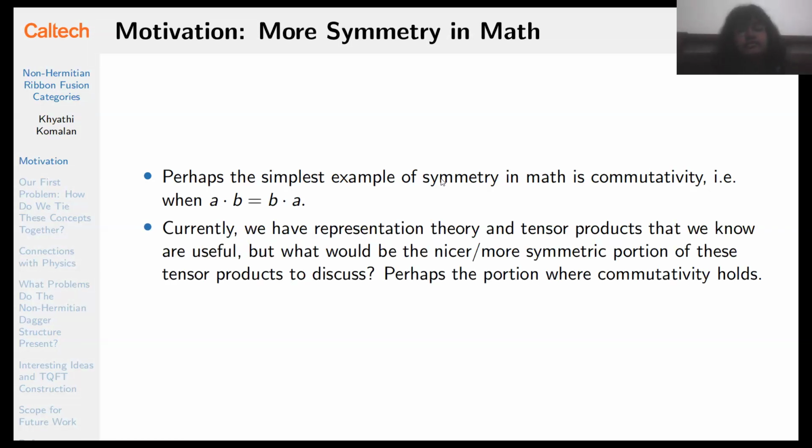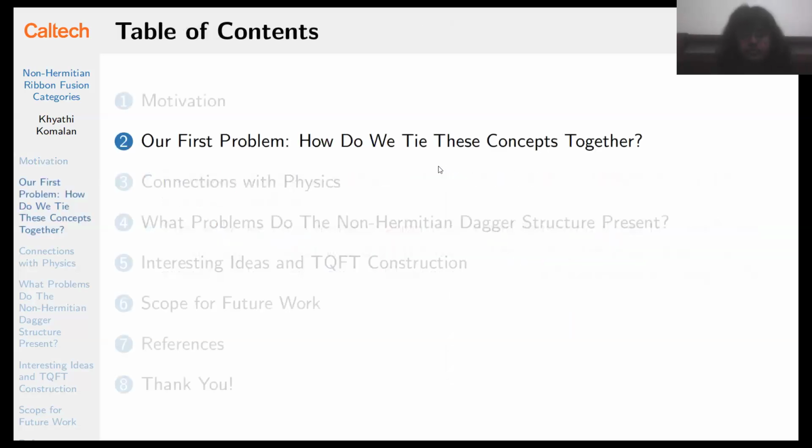So now we have this idea of representation theory as the abstraction, and tensor products as a way of combining things. It's a good time to start thinking about the nicer, more well-behaved portion of this tensor product, and that might be the part where it's commutative or more symmetric. So what we are trying to do now is combine all of these notions together. That's what we'll be tackling now.